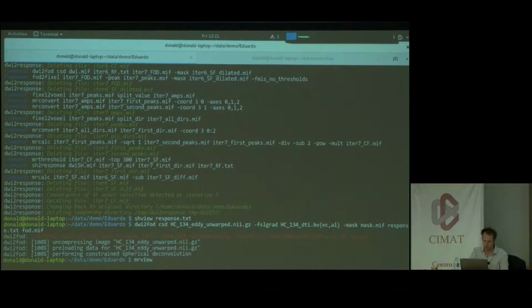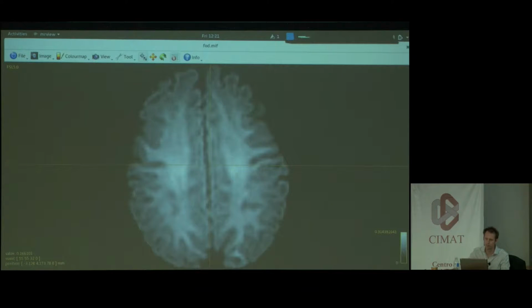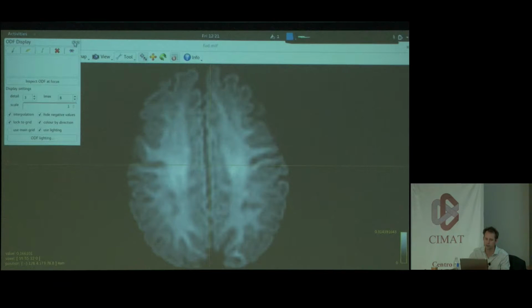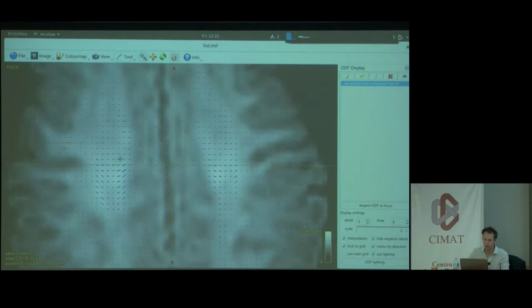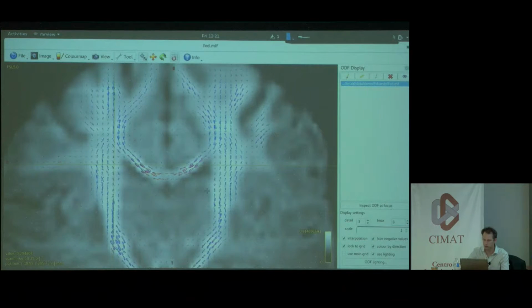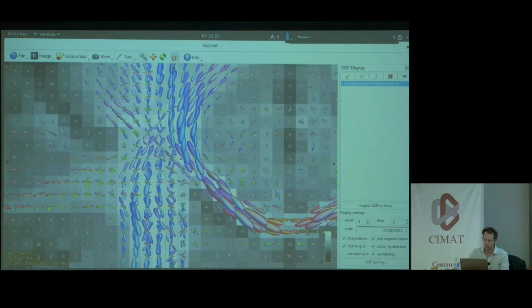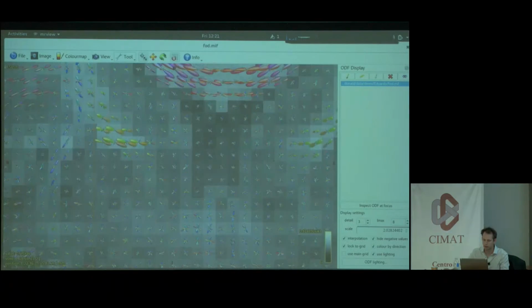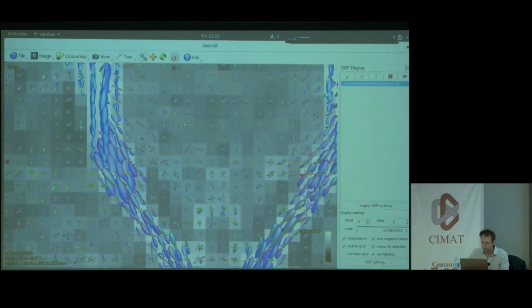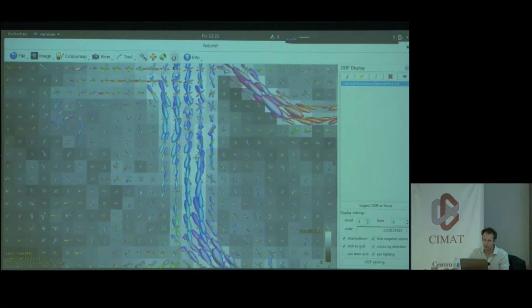So let's have a look at the FOD image. So very much what you expect. It's all fine. Let's have a look at the ODF display. Yep, the classics, that's fine. It's a bit noisy, I guess, but not unexpected at b=3000. But it's not too bad.